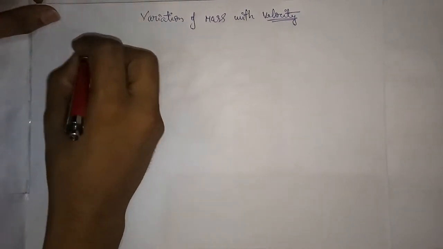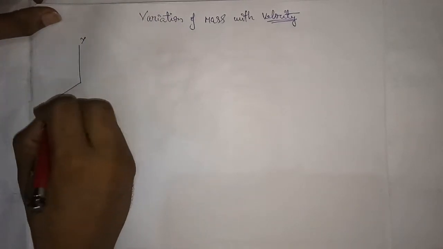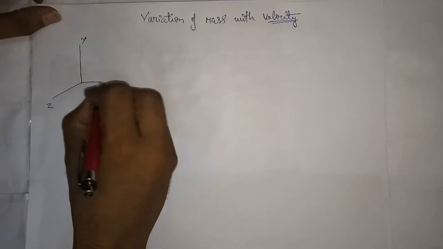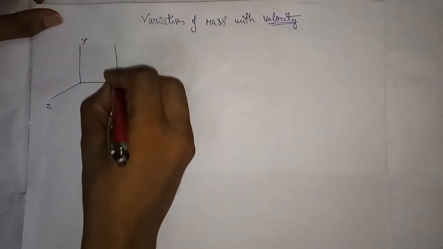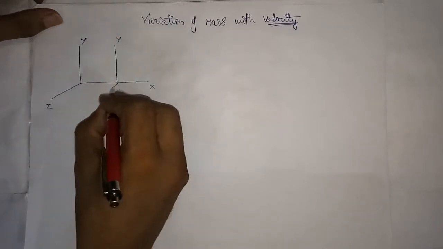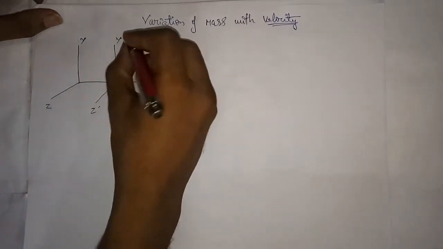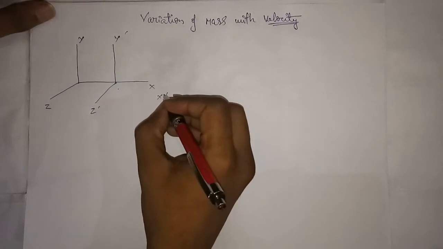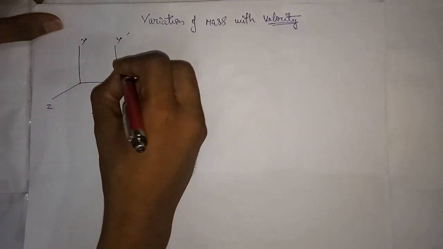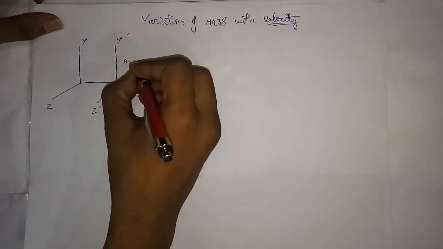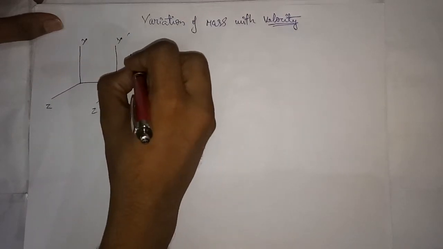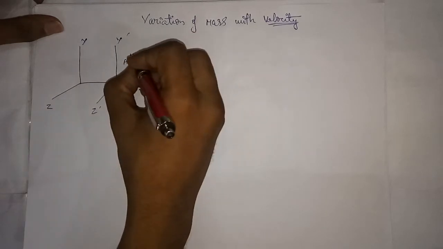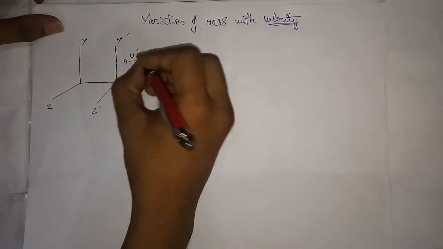So this is the y-axis, this is the z-axis, and this is, as usual, the x-axis. This is our y dash, z dash, and this is x dash. And we have a particle A which is moving in this direction with mass m1 and velocity u1, or we can say u dash.